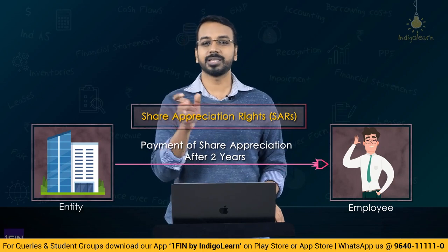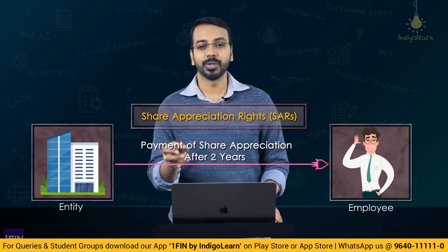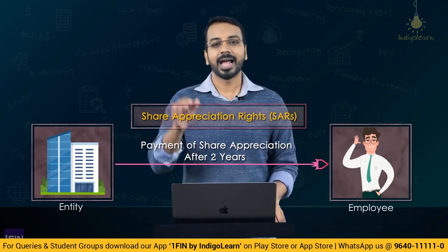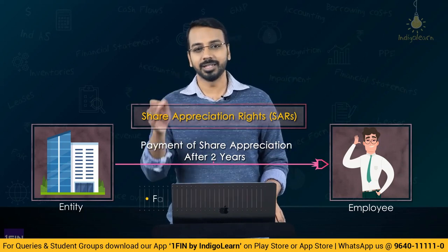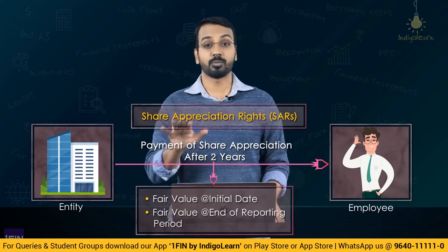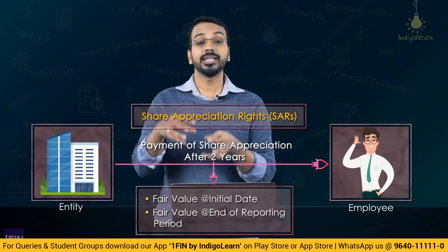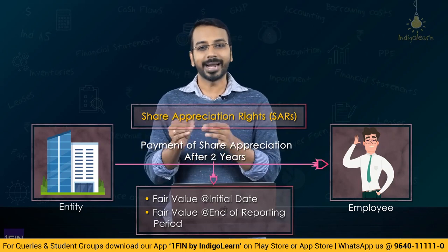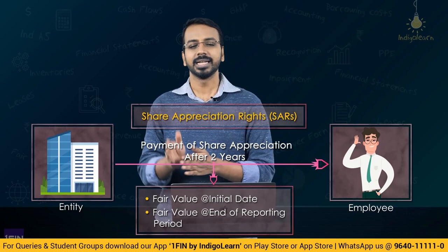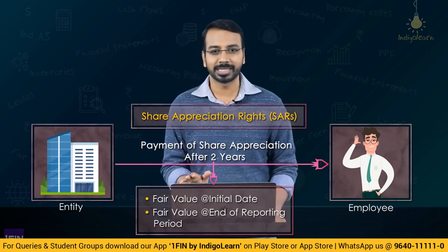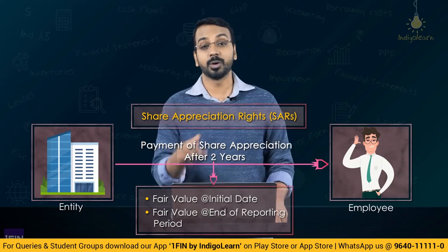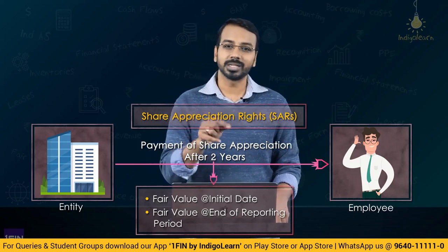So for these share appreciation rights, we are required to calculate the fair value of these rights as at the initial recognition date and as at the end of every period. That is what we are required to do. So basically, what is the fair value that you attribute to the rights that you are giving to the employees? That is what we have to decide. That will be done using some option pricing model. Again, option pricing model is not required to be applied in the questions. The question will tell you what is the fair value.